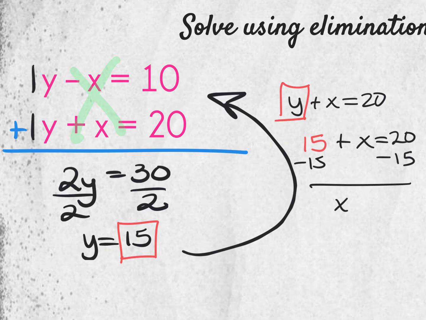And x is equal to 5. So the solution, again, is an ordered pair. You write x first, which was 5, and then the y, which is 15.